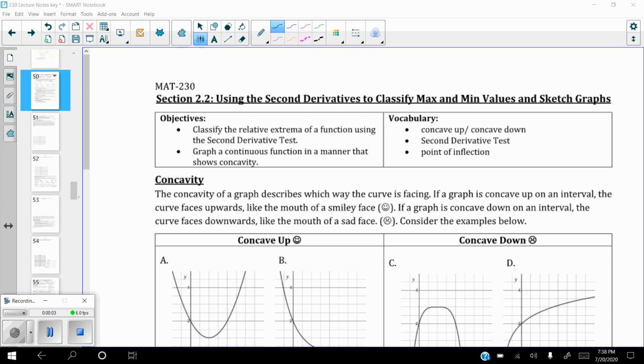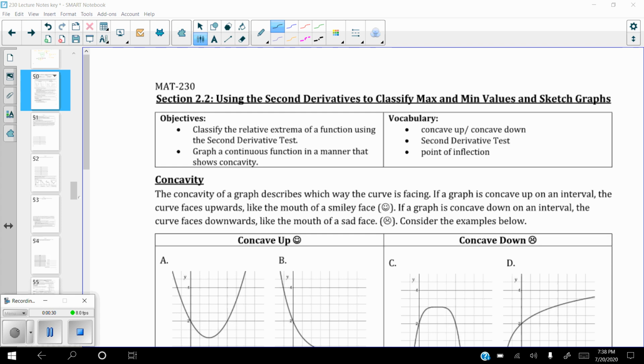Okay, this is section 2.2, using second derivatives to classify max and min values and sketch graphs. In order for us to actually go through this, we're going to have to talk about what a second derivative actually does for us. What does it give us? So our objectives are to classify relative extrema of a function using the second derivative test and to graph a continuous function in a manner that shows concavity.